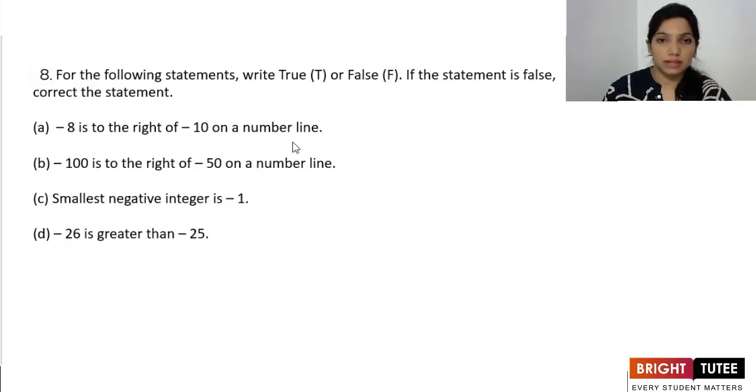Minus 8 is bigger than minus 10, and this statement is absolutely true. Minus 100 is to the right of minus 50 on the number line. Is this right? No. Minus 50 is on the right. Minus 50 is bigger compared to minus 100.